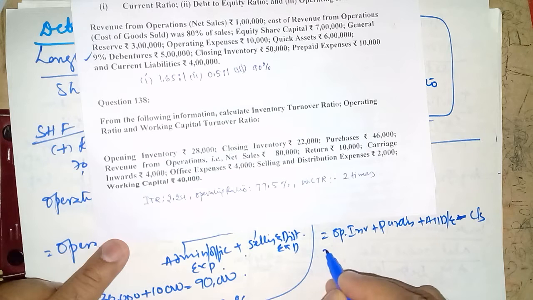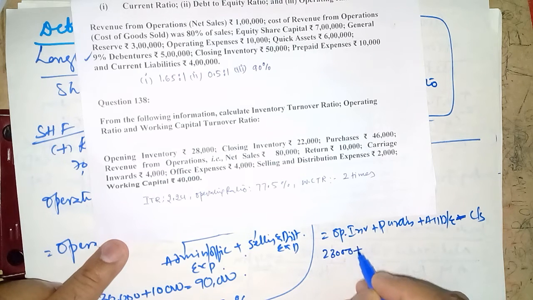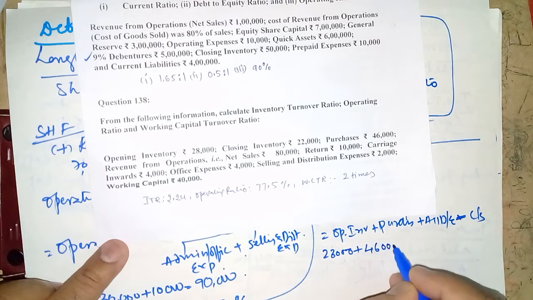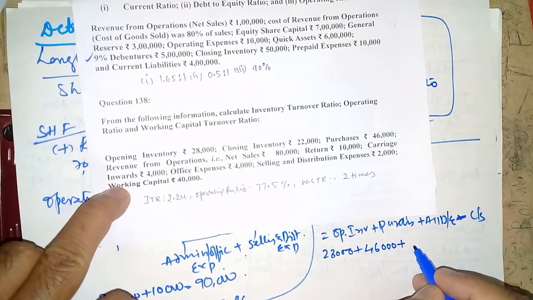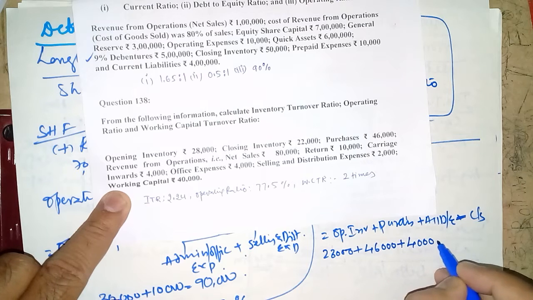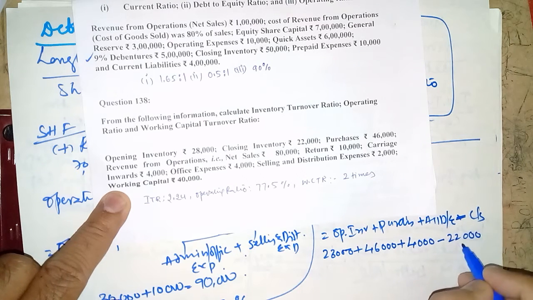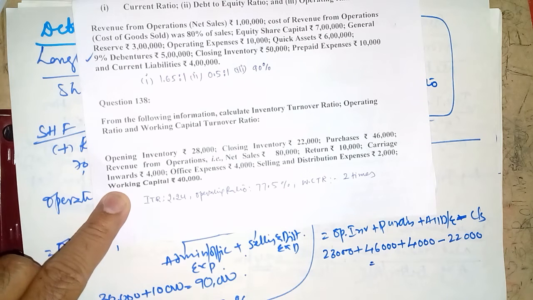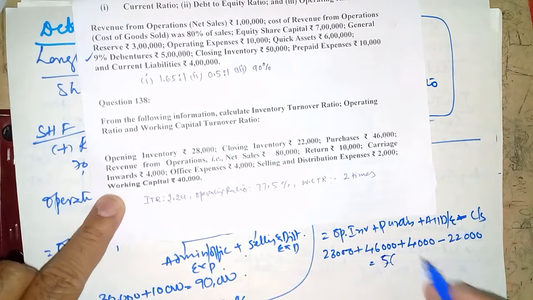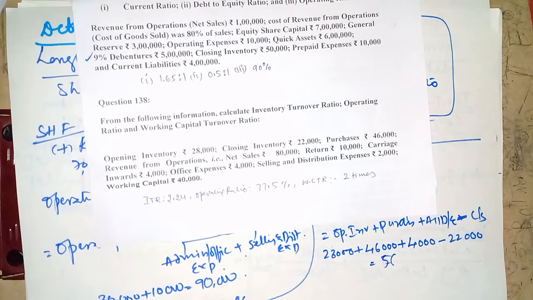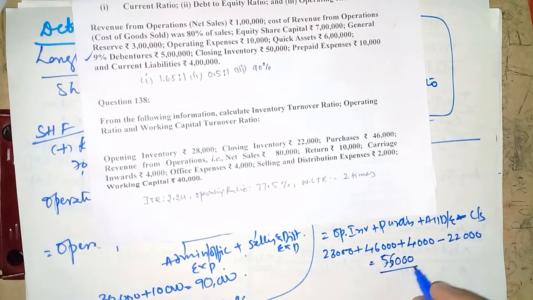Opening stock is how much? 28,000. Purchases are 46,000. Plus direct expenses, which is carriage inward. I am taking 4,000. Minus closing stock of 22,000. Then apply it: 28,000 plus 46,000 plus 4,000 minus 22,000 is equal to 56,000. That is my COGS. How much am I getting? 56,000 is our COGS.